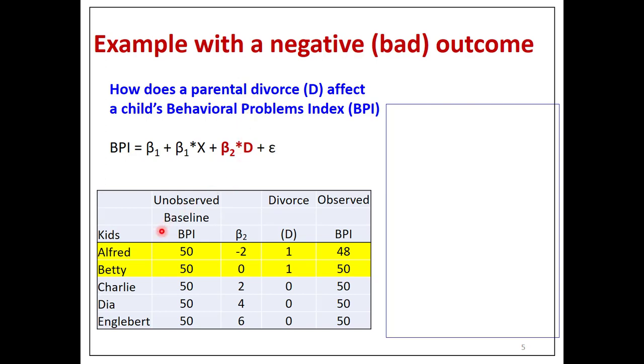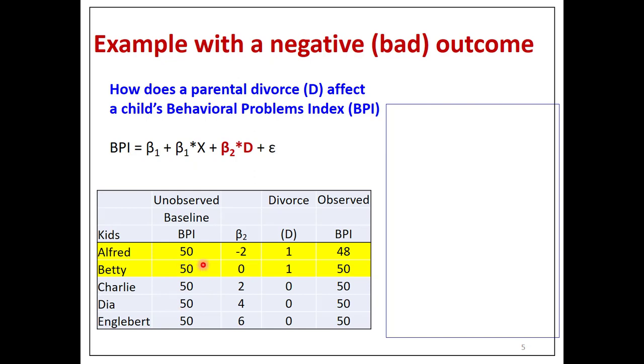Okay, so let's suppose that we have 5 kids: Alfred, Betty, Charlie, Dia, and Engelbert. And let's suppose that there's this unobserved baseline BPI, after you factor out or adjust for the variables in X. Just for the sake of simplicity of the exercise, we'll assume that it's 50, in other words, a median on a 0 to 100 scale, say. So a value of 50 BPI for each child.